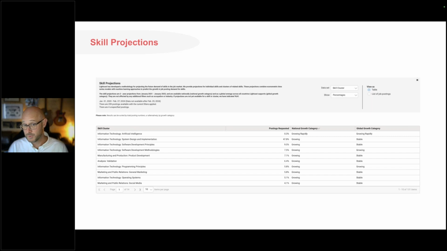Using the skills projection report, you're also able to identify how skills are likely to change over time from both an individual and skill cluster perspective. Here we can see AI growing rapidly as a skill, but very rarely requested for these particular occupations. However, system design and implementation has growing demand and is requested in nearly half of all job postings for these occupations.